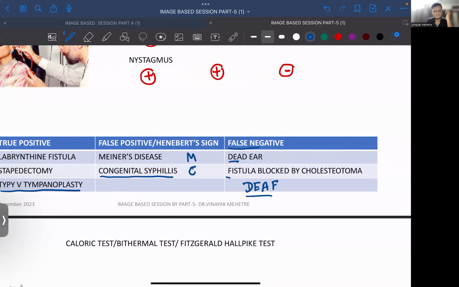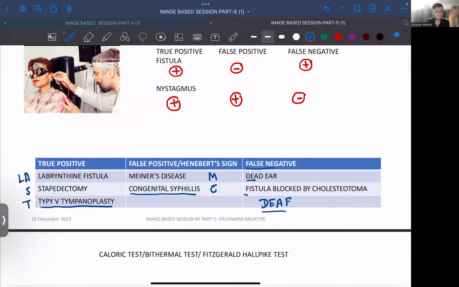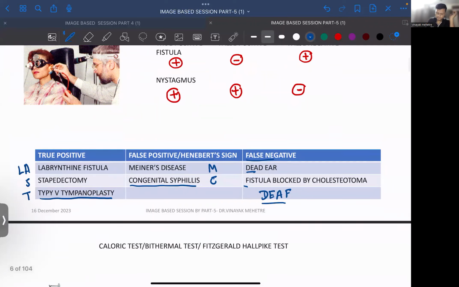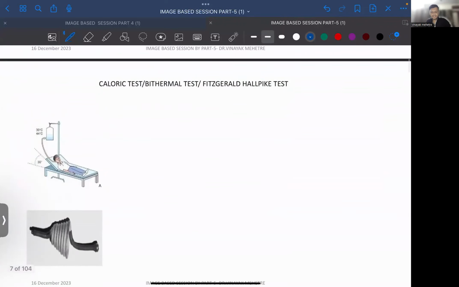Okay, these are some mnemonics. Remember once, then forget later. Just remember this. The table is important. They can even trick this with a case scenario. Investigation is important in ENT. Then comes the caloric test, bithermal test, and this is also called Fitzgerald-Hallpike test.